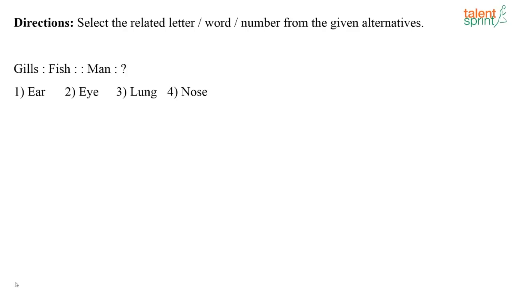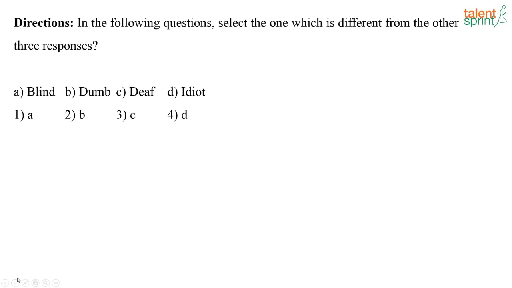This one was easy. Gills is to fish as man is to dash. So, fish uses the gills for breathing. Similarly, man uses the lungs for breathing. Option 3. Next one. Blind, dumb, deaf, idiot. So, here the correct answer is option 4, idiot, because all the others represent a form of handicap, right?